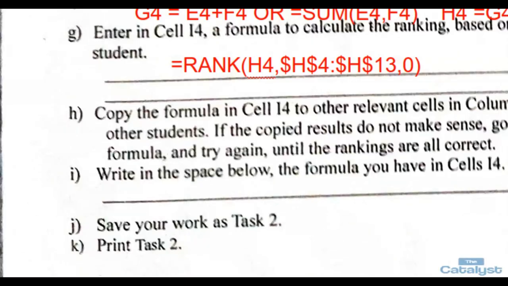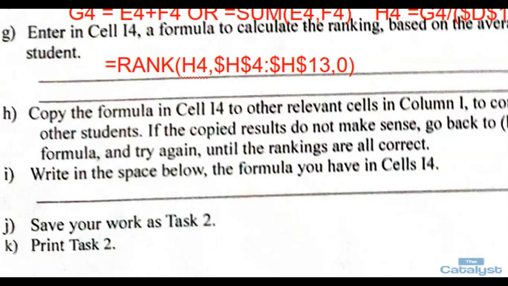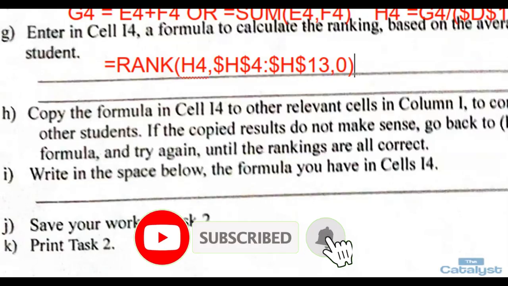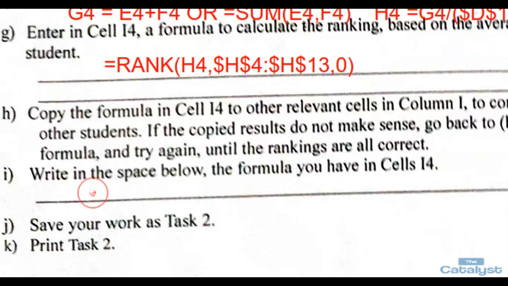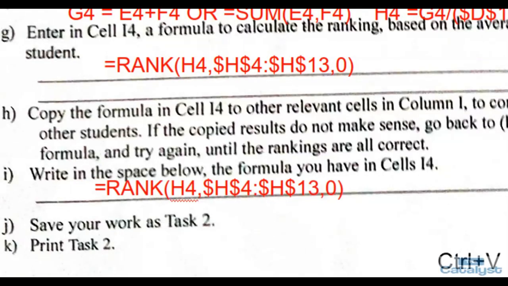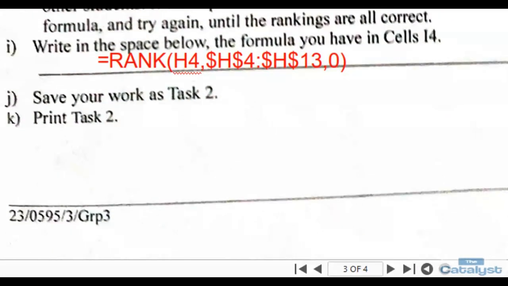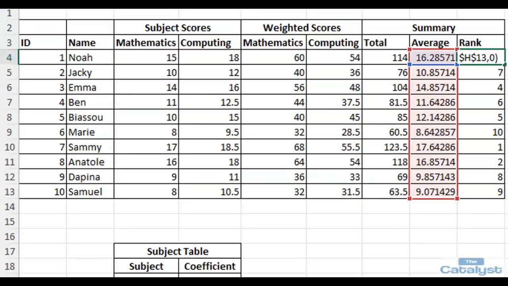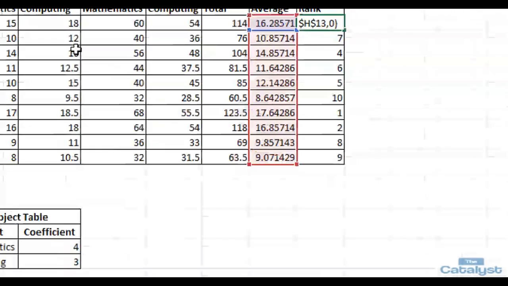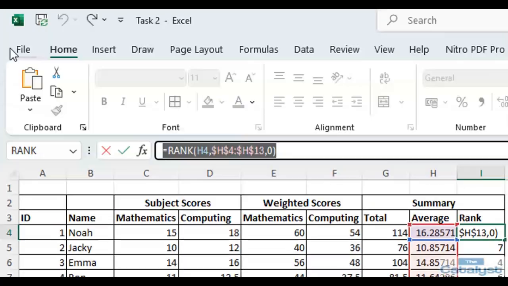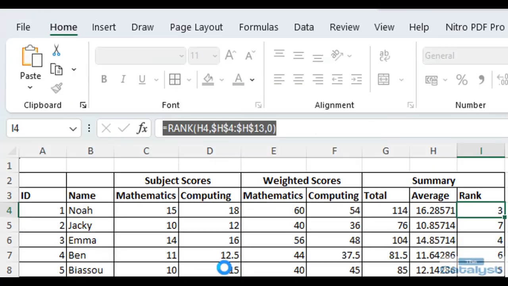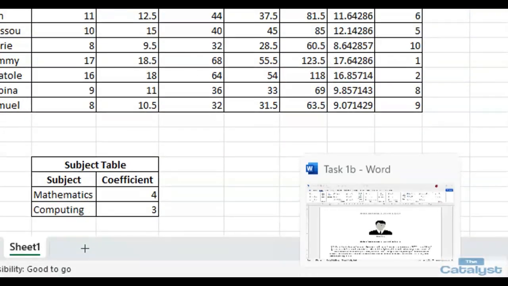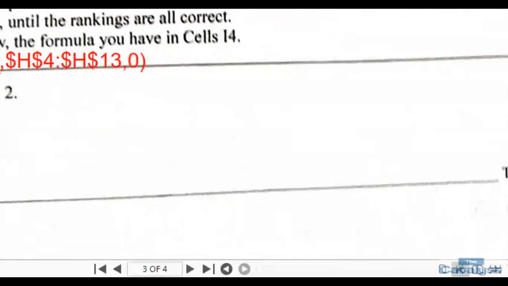Write in the space below the formula you have used in I4. I think I already entered it up here, but anyway, they keep asking. So that's it. Now save your work as task 2. So we've done that. We've come to the end of this particular exercise. Okay, so save it as task 2. Done. Let's move to the next task now.